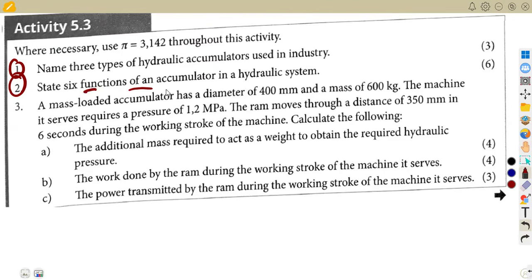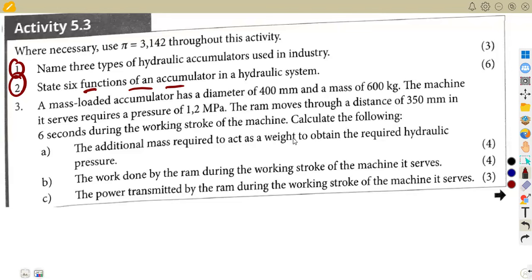6 functions of an accumulator. I also mentioned the functions of accumulators. So what I want you to do is to go through the part that I explained: to provide a reserve of power, supply of oil for high transient flow demands, provide sufficient power to complete 1 or more cycles of operation of the equipment when the pump does not work, help to reduce pump ripple.